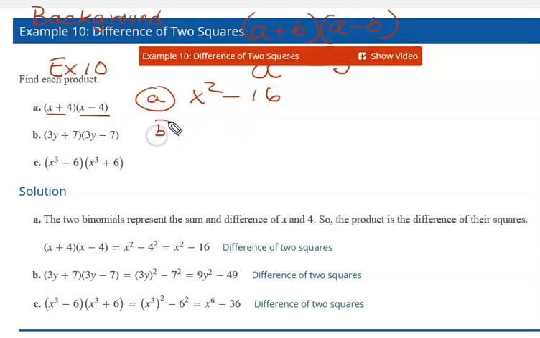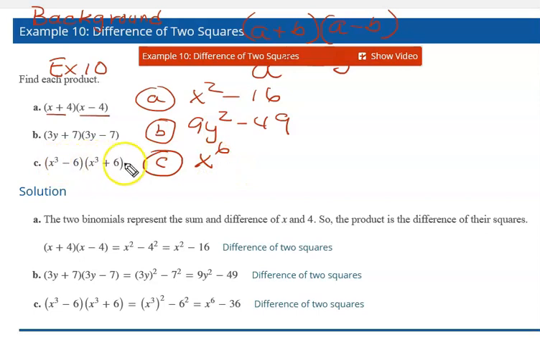For example B, since they're conjugates, you square these, multiplying the first, which will give you 9y squared, minus 49. And for C, again, squaring these, this times this is x to the 6th, adding your exponents, minus 36. We get the difference then of perfect squares. These are multiplying conjugates. Let's go on.